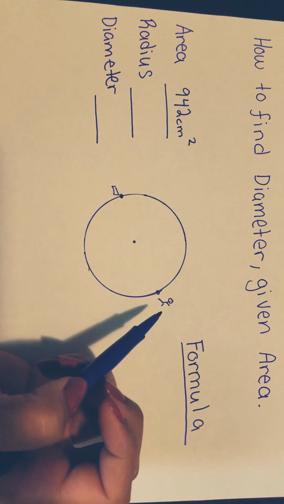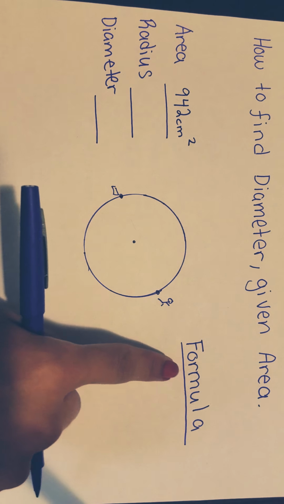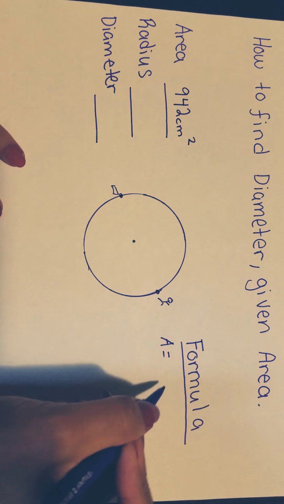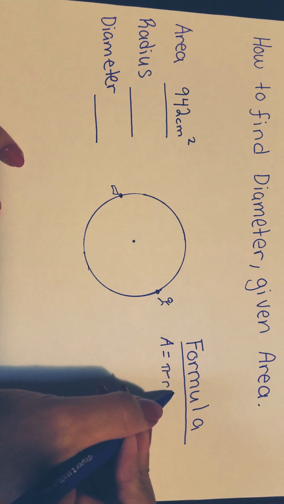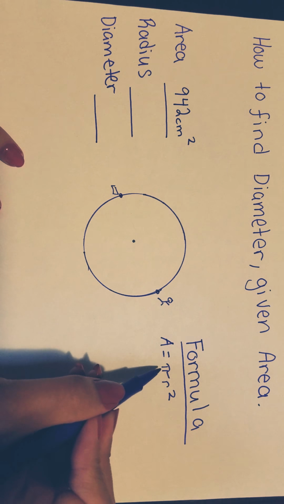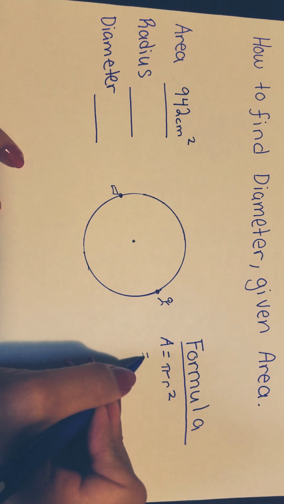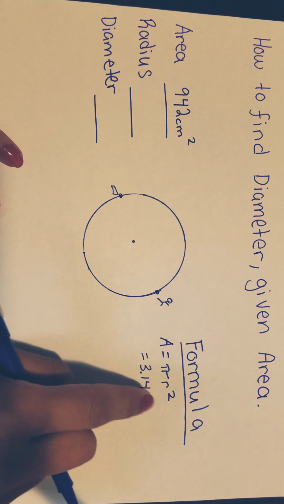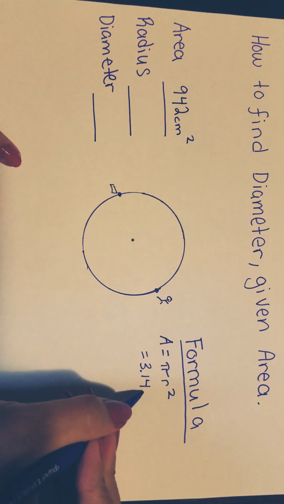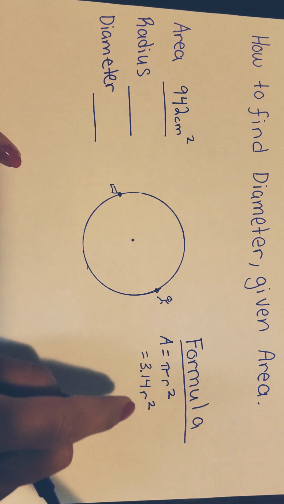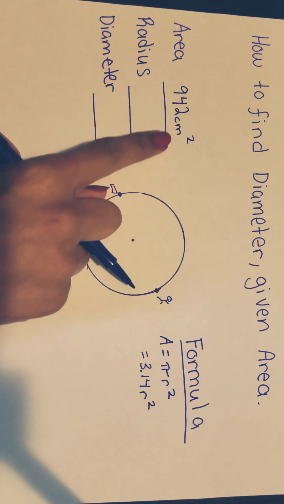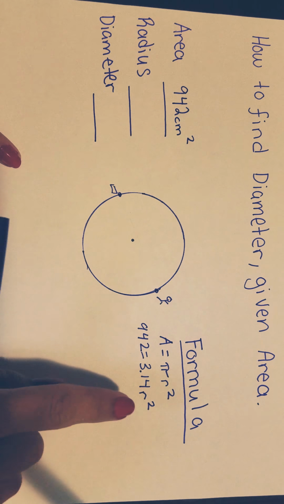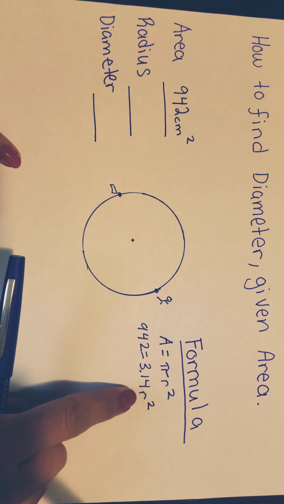All right, so the first thing we need to know is, of course, our formula for the area of a circle, and that is area equals pi r squared. The next thing we need to know is pi. The value of pi is very long, but we only use 3.14. Now, we don't have our radius yet, so we're going to leave the r there and that square, but we do have the area. The area is 942.